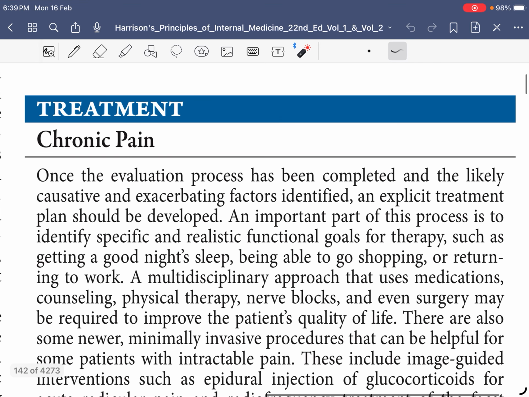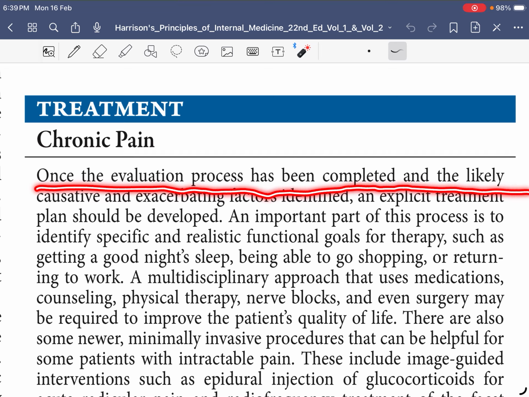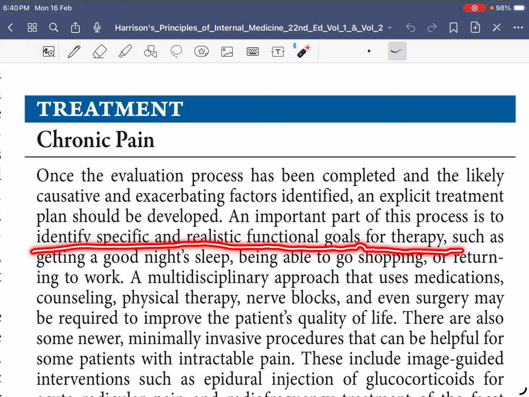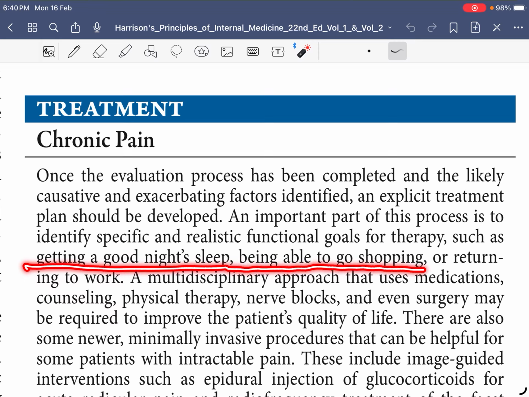Treatment, what? If it is chronic pain, once the evaluation process has been completed and the likely causative and exacerbating factors identified, an explicit treatment plan should be developed. An important part of this process is to identify specific and realistic functional goals for therapy, such as getting a good night's sleep, being able to go shopping, or returning to work.